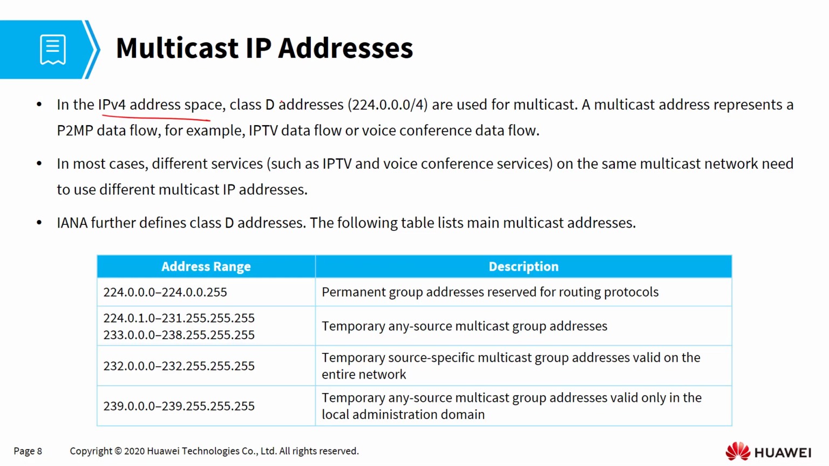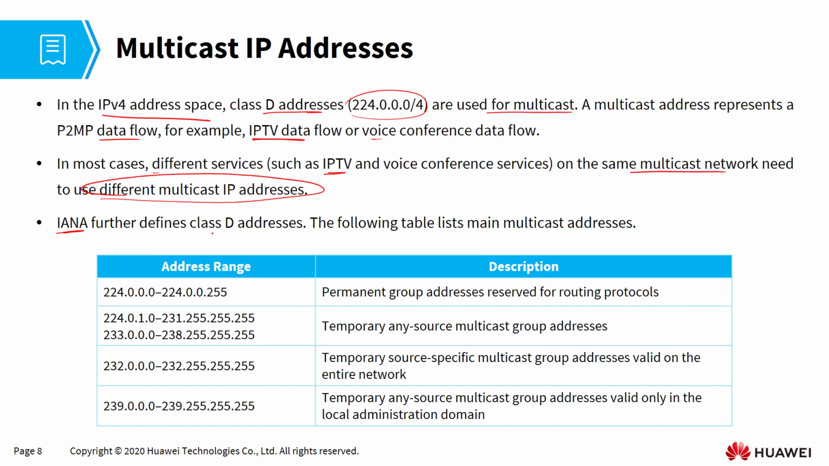For the IPv4 address space, Class D addresses, 224.0.0.0/4, are used for multicasts. So a multicast IP address represents a point-to-multipoint data flow, for example, an IPTV flow or a video conference data flow. In most cases, different services such as IPTV and video conference services on the same multicast network need to use different multicast IP addresses.